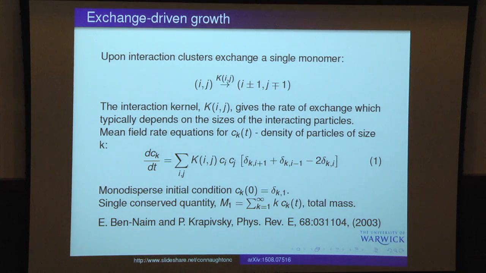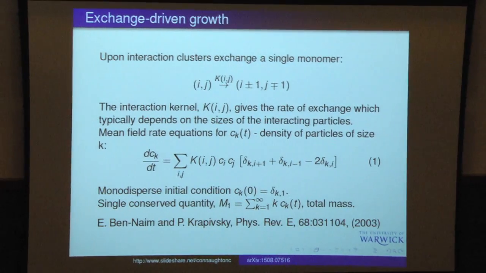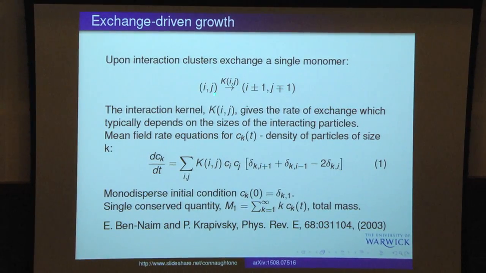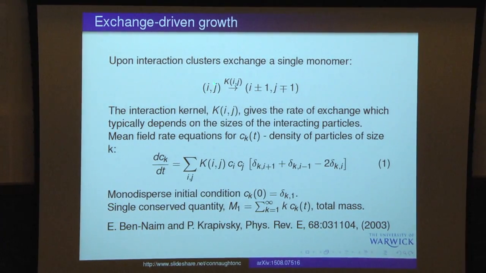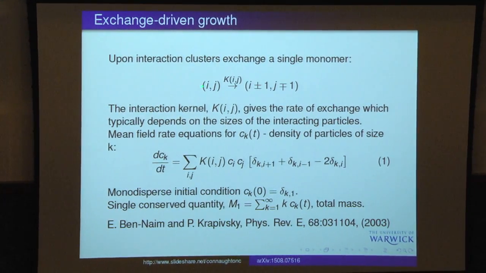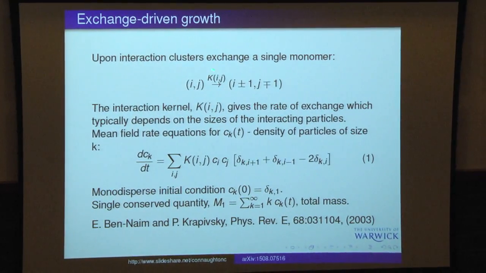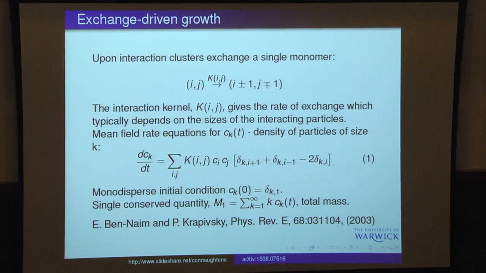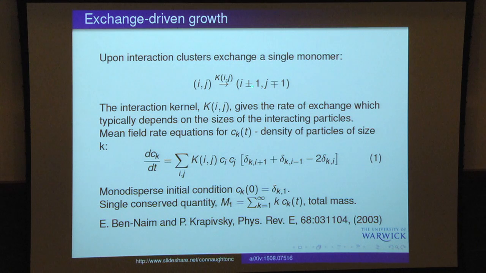Let me start by saying what exchange-driven growth is, because it's going to be relevant to what I want to talk about later, and it's probably the least well-known of these three models. Schematically, you have a pair, (i, j), meaning a droplet of mass i and a droplet of mass j. When they interact, with some probability, which is typically dependent on the sizes, one of them gains a single unit and the other loses a unit. This interaction kernel K_ij gives the rate at which this process happens.